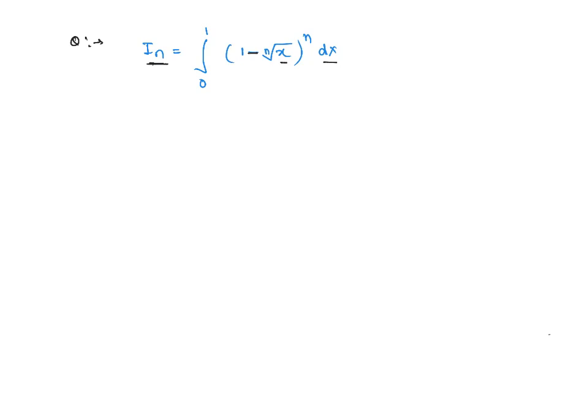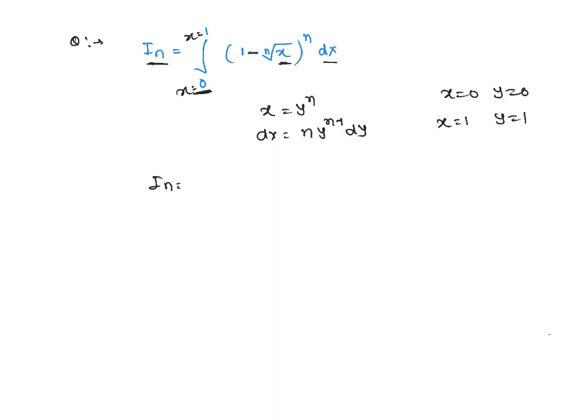Next problem is I equals to integration 0 to 1, 1 minus nth root of x power n into dx. So to solve this one, what we will do, we will take x equals to y power n. So here we can get dx equals to n into y power n minus 1 into dy. Correct? So in I, the lower limit is x equals to 0 and upper limit is x equals to 1. So if x equals to 0, y will come 0. If x equals to 1, y will come 1. So this integration limit will remain the same, 0 to 1.